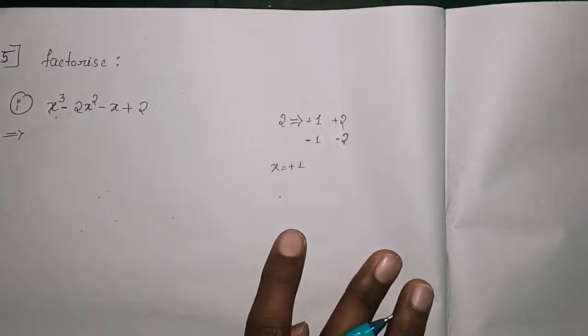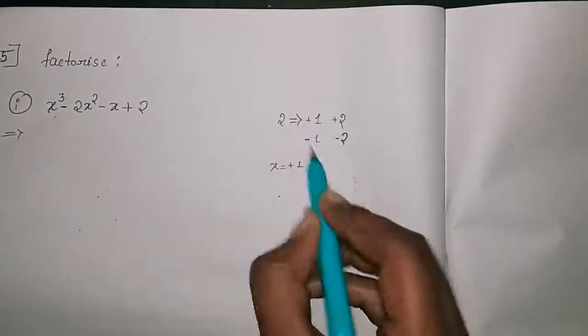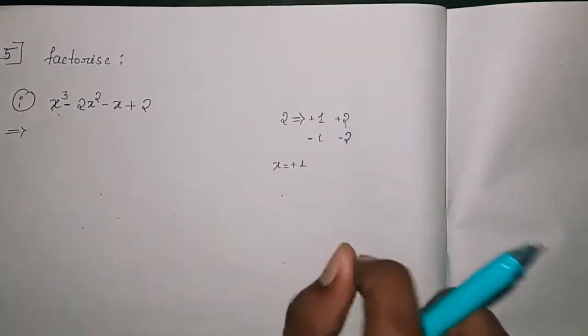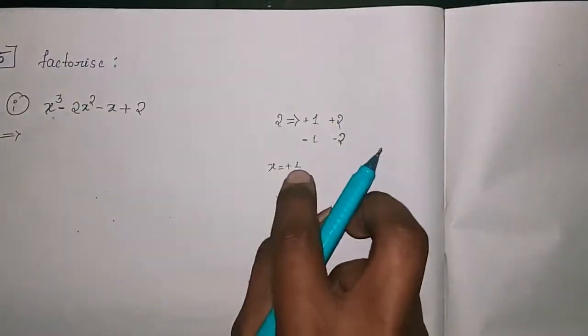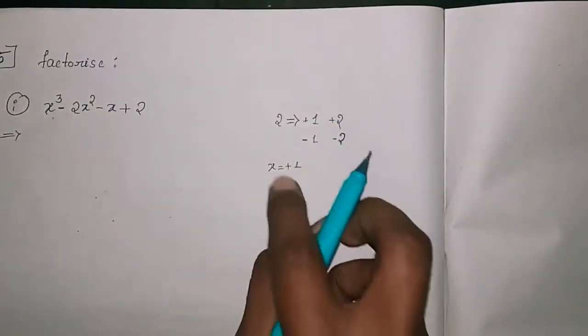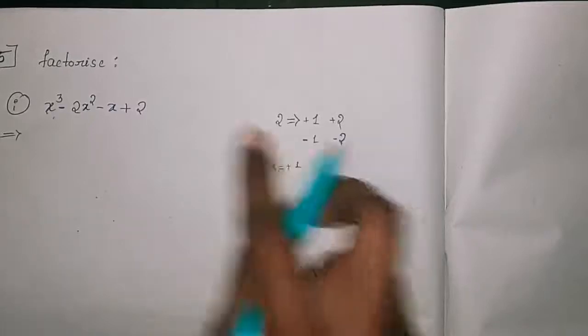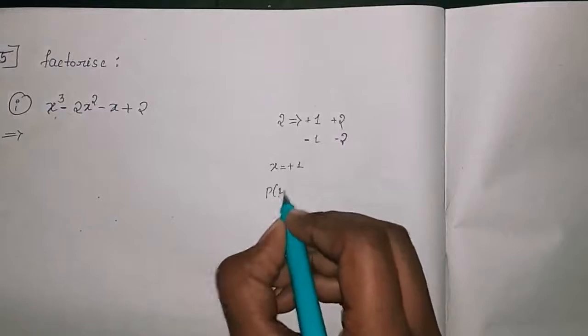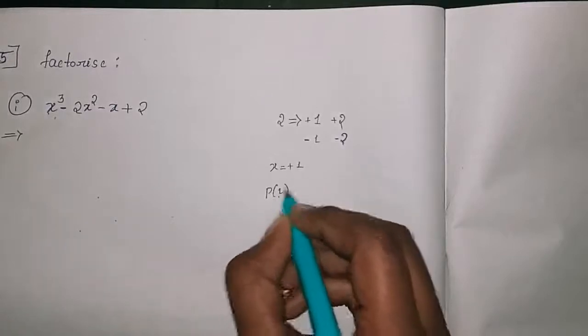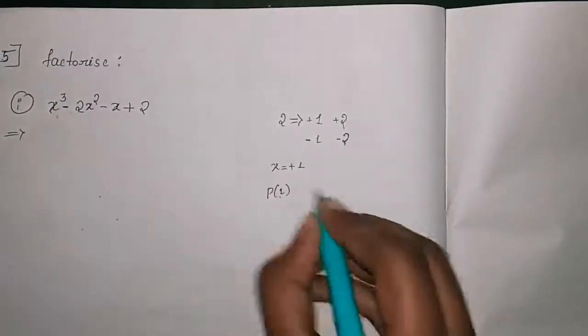Okay, so whatever I have guessed by the trial and error method, from that I am considering the first one, that is x is equal to +1. Okay, so x is equal to +1, this we have to substitute in our polynomial equation. So that is p of 1. P of 1 means in place of x, we are substituting the value 1.